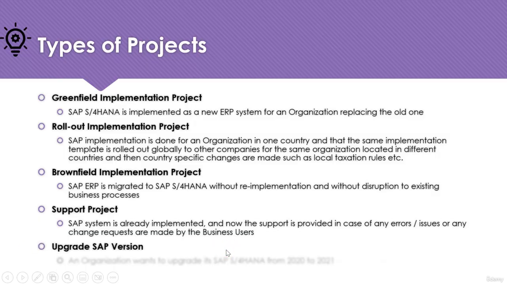Upgrade SAP version. An organization wants to upgrade its SAP S/4HANA from 2020 to 2021. So this is a type of mini project in which the organization wants to test the newer version, to ensure that the newer version does not break any of their existing business processes in the live environment. So they will first test the newer version before the newer version is upgraded by SAP.